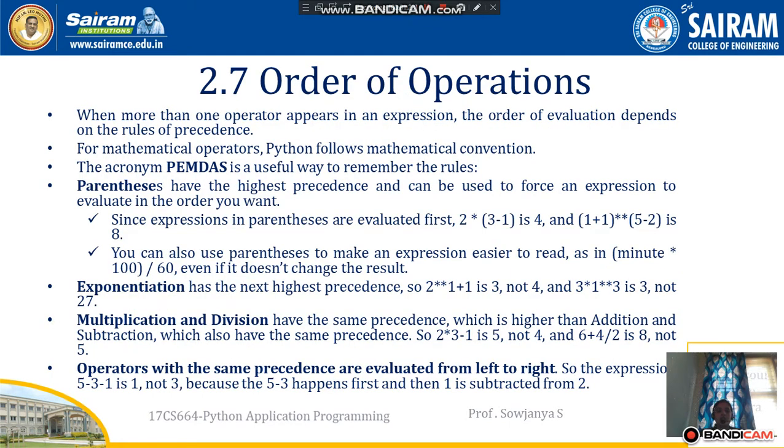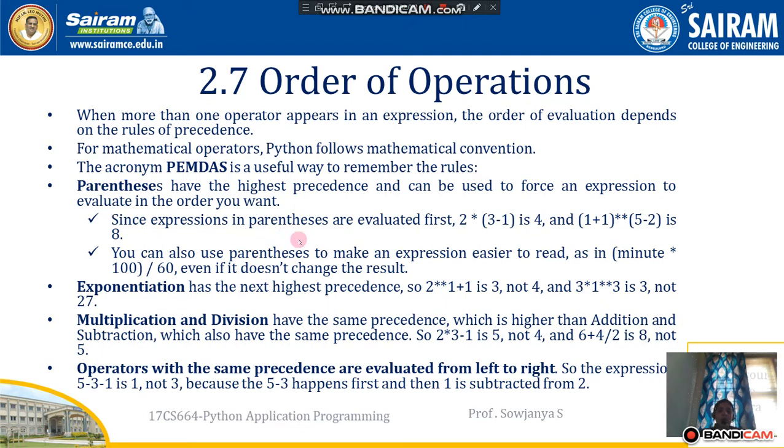Okay, next topic is order of operations. When you have multiple operators in an expression, how do you evaluate them? What is the order? When more than one operator appears in an expression, the order of evaluation depends on the rules of precedence. These rules of precedence are very important when you evaluate an expression. For mathematical operators, Python follows the convention PEMDAS, that is parentheses, exponentiation, multiplication and division, addition and subtraction. So this is the rule of precedence we follow to evaluate any expression. This is the order of operations.